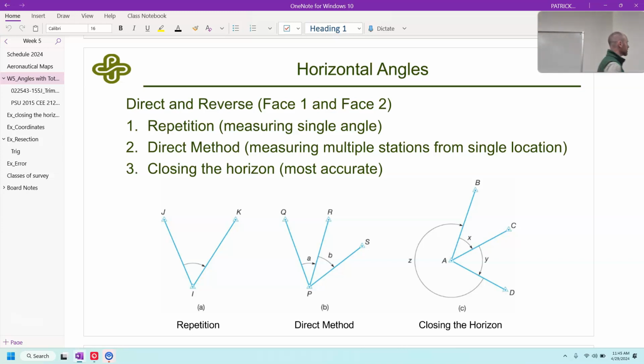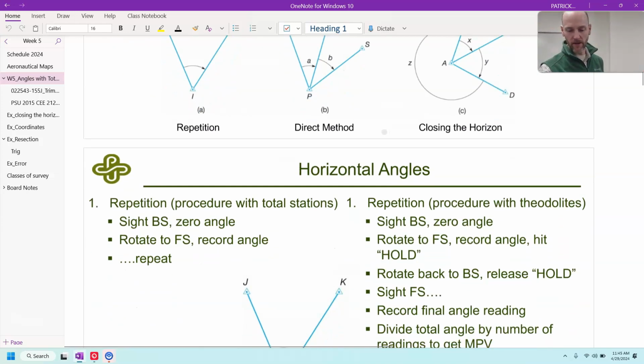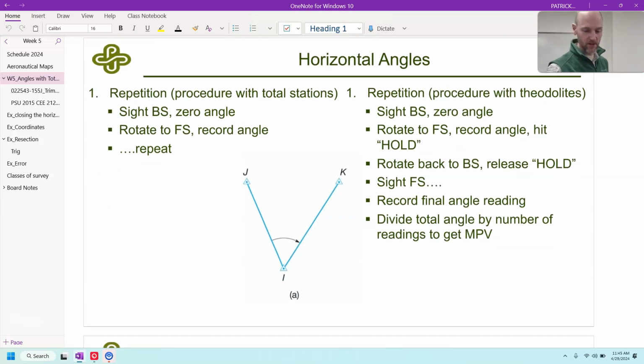So we're wanting to measure horizontal angles, and there are three techniques that commonly are used to do that. The first one seems relatively straightforward and simple. It's just repetition. So I've got an angle. I've got a station that I'm going to occupy.